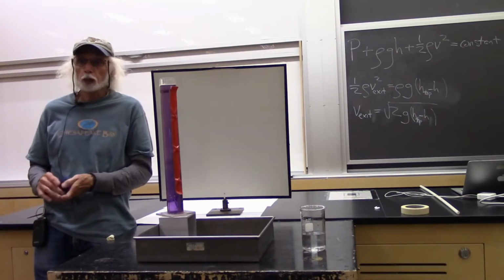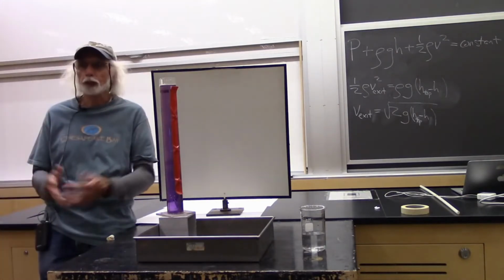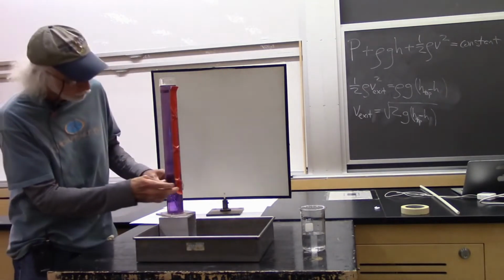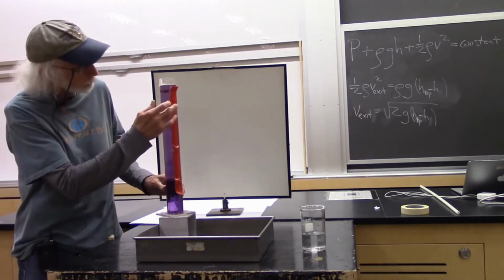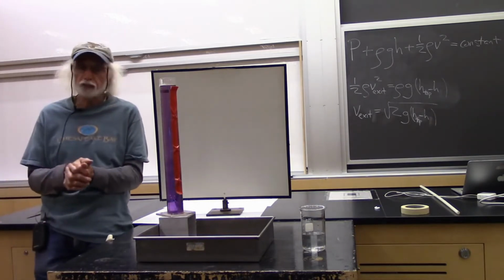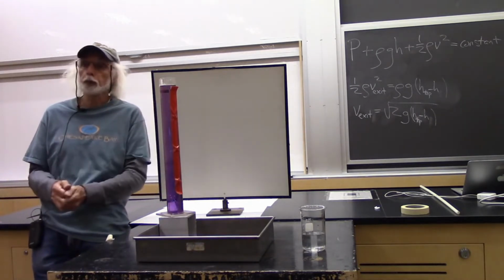So what we have here is a column of water. We had to give it some color. It's a column of water. The red tape is covering 3 holes in the side of this column. And so what we're interested in is the effect of height on a fluid column.